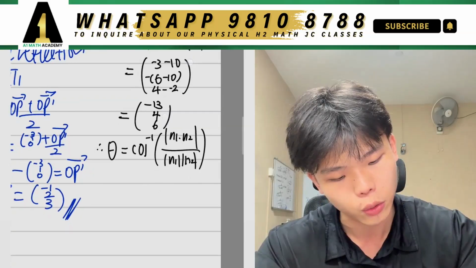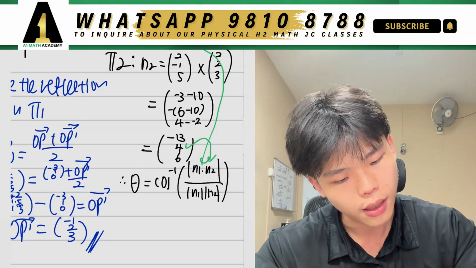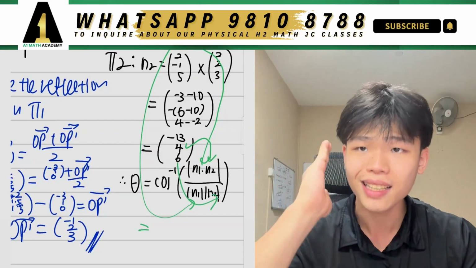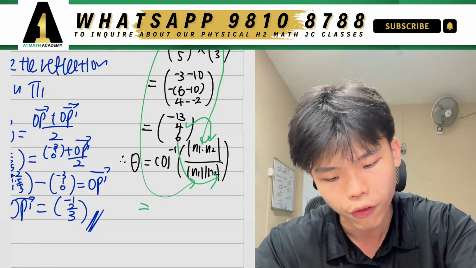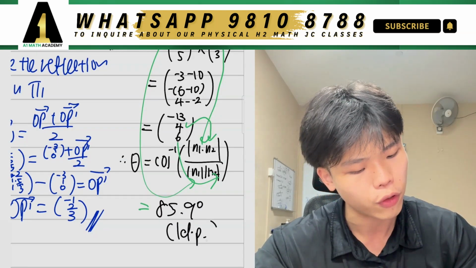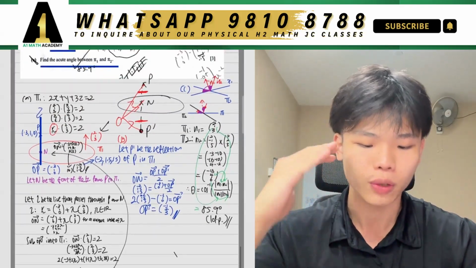And of course over here you just need to sub in the values. So you sub this one into here, you sub this one into here, and then you sub this one into here, you sub this one into here, and when you key the final answer into your calculator, you get a final value of 85.9 degrees to 1 dp. But of course you can leave it in radians as well. And all in all, this is the answer to this question over here.